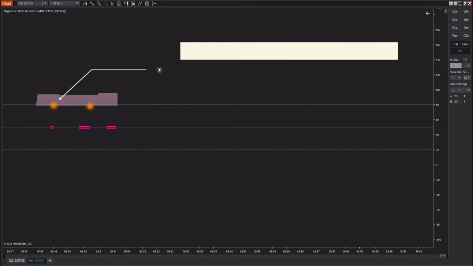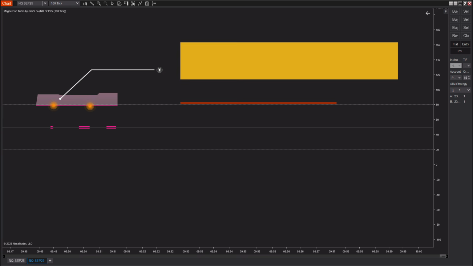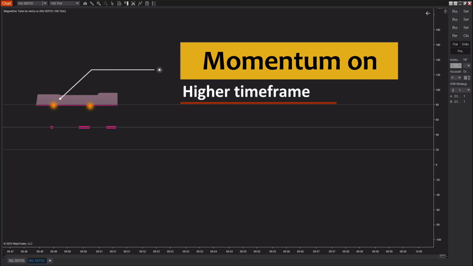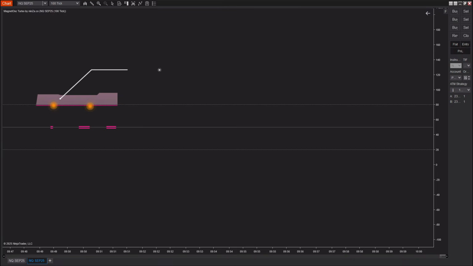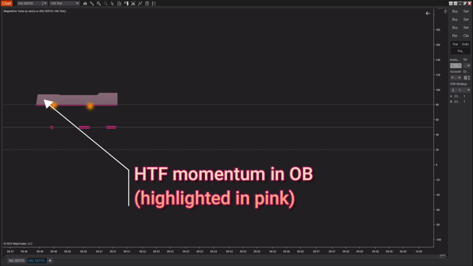Next, I've hidden the yellow line so that you can clearly see a pink block appearing on the chart. This pink block represents the momentum from the higher time frame. With this, it becomes much easier to distinguish between the momentum of the current time frame and that of the higher time frame.